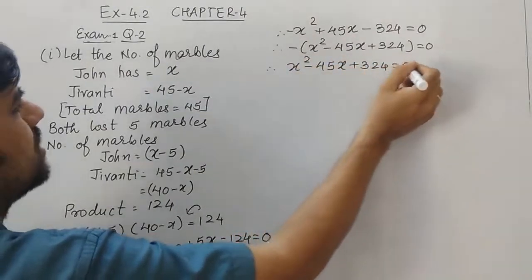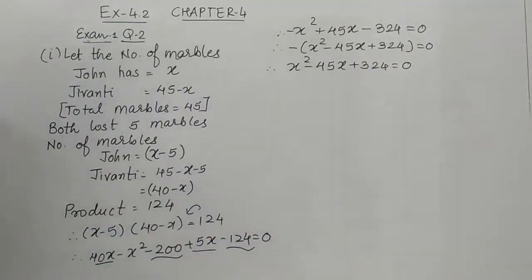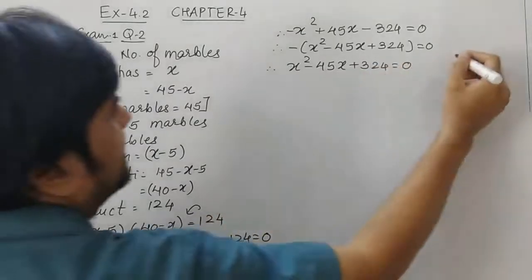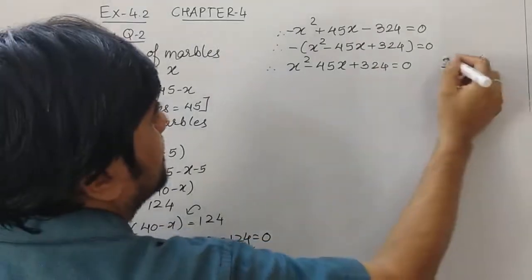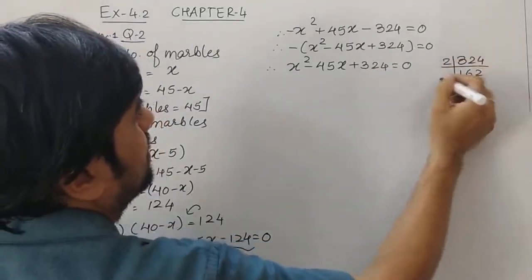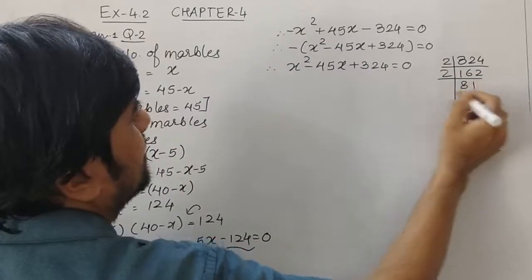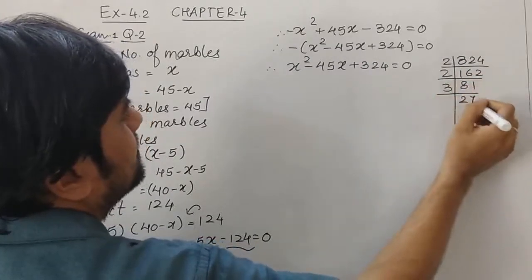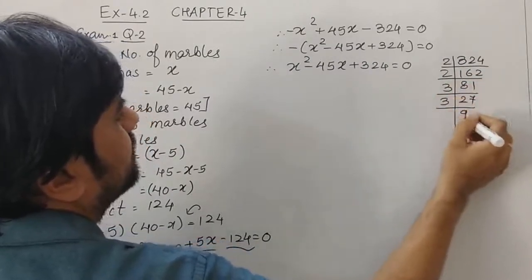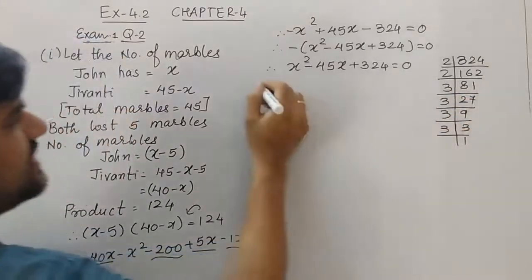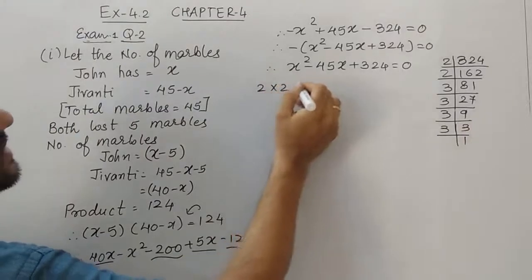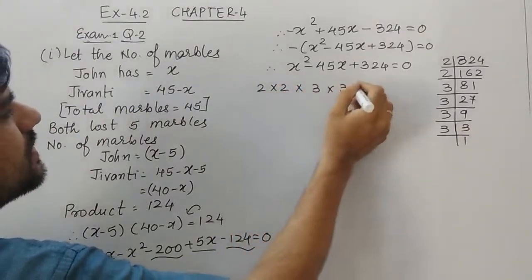Now we have to get the solution. As it is the standard form of a quadratic equation, let's get the factors of 324. We will find the prime factors, which is compulsory. 2 ones are 2, 2 twos are 4, 2 fours are 8... you can see that the prime factors are 2 two times and 3 four times.